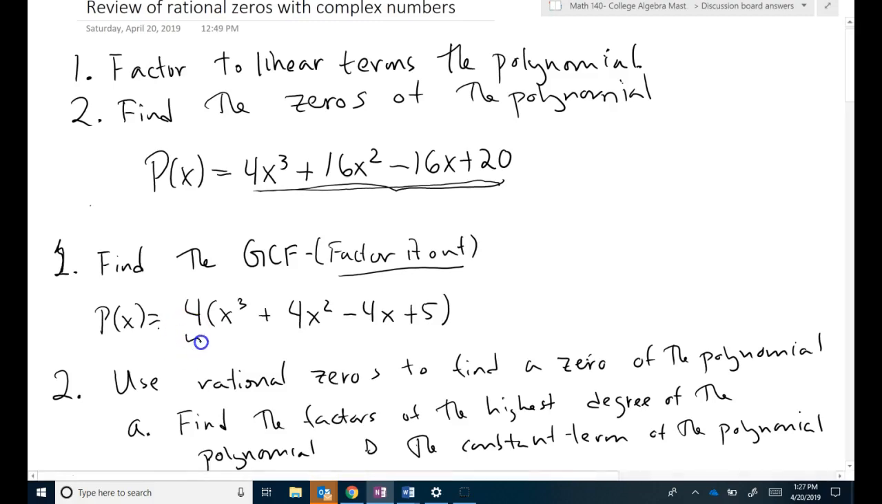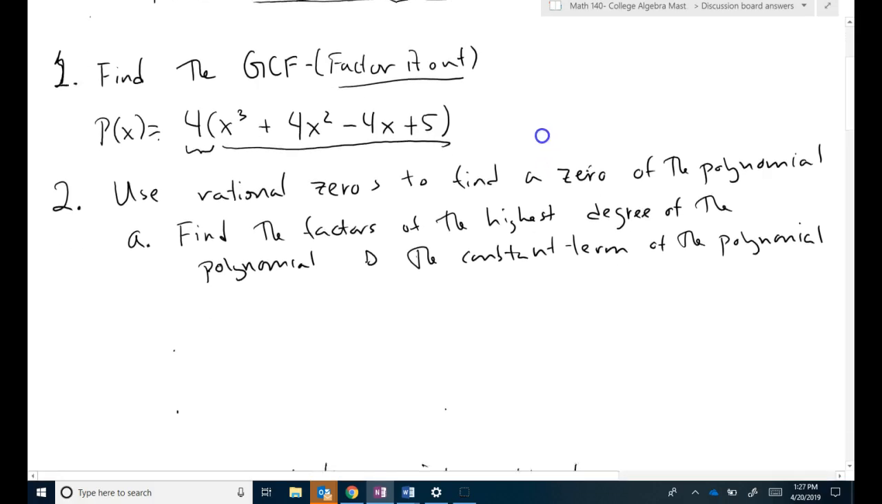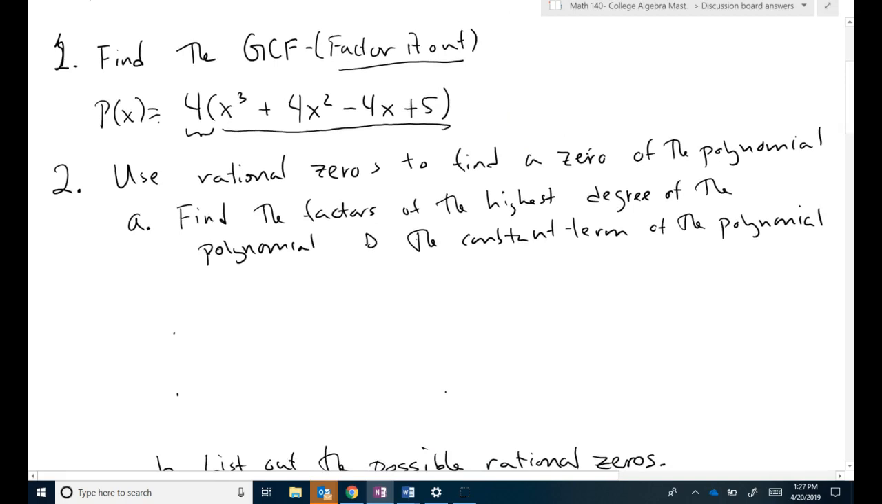The 4 here doesn't play a role in finding those zeros. The only thing that plays a role here is x cubed plus 4x squared minus 4x plus 5, because that polynomial is going to have the same zeros as p of x. So step 2 is we're going to use the rational zeros to find the zeros of the polynomial.